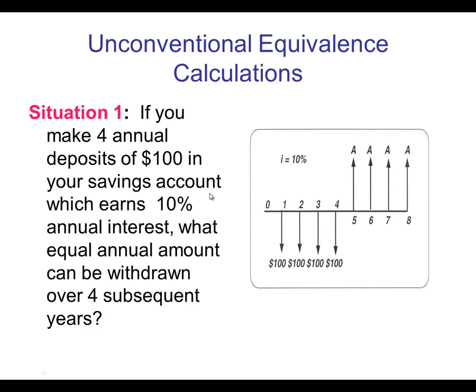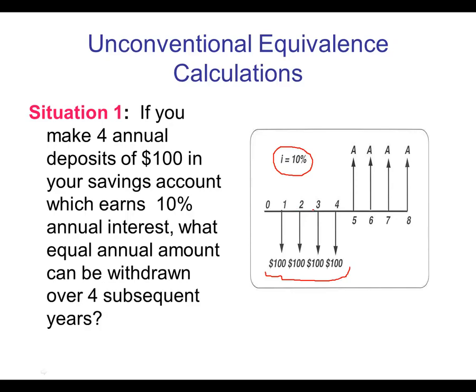Now let's have another example. We have 4 annual deposits of $100 in a savings account, which is earning 10%. So in this case, we have the interest as 10% for 4 deposits. Those are the deposits that I have here, and those are for the first 4 periods.